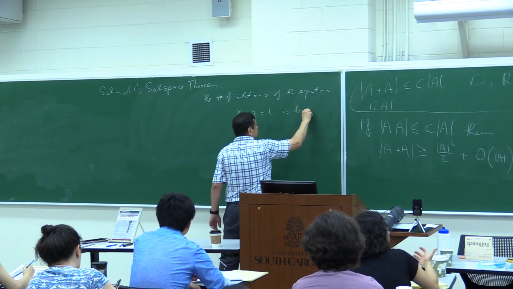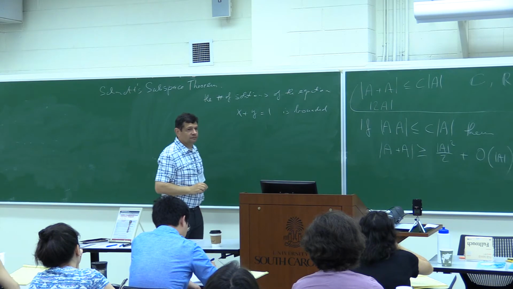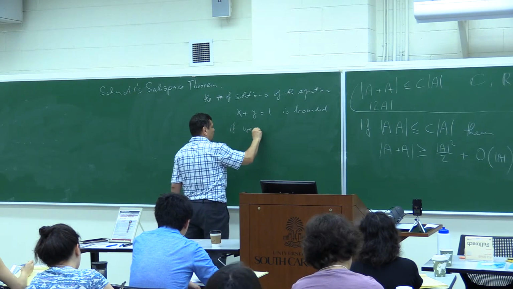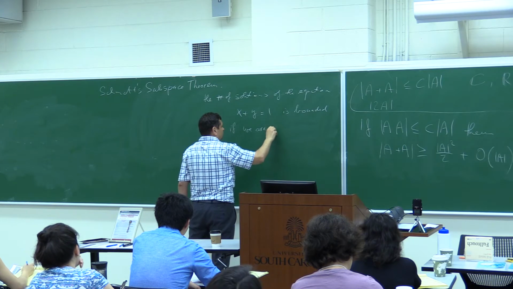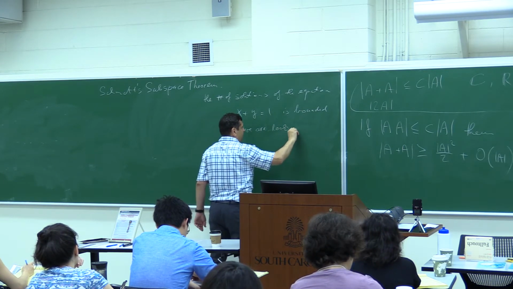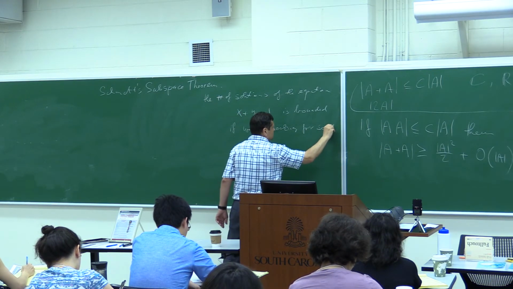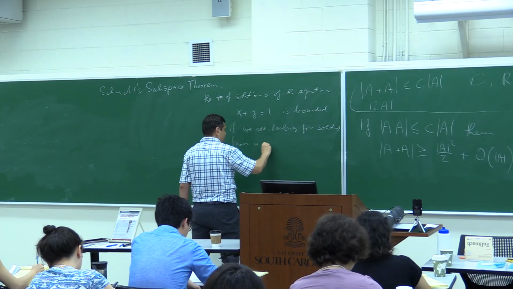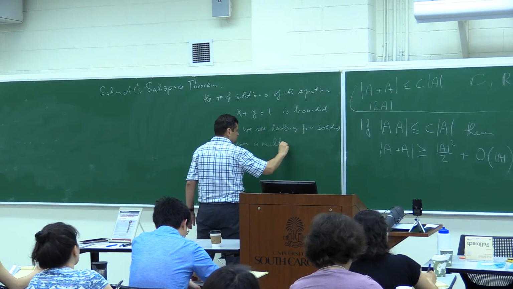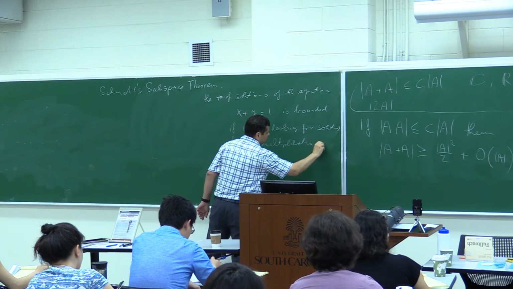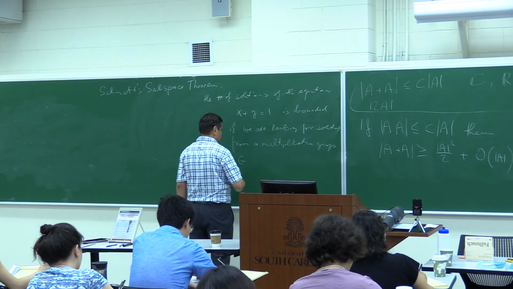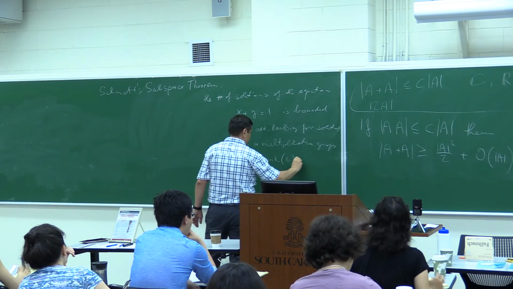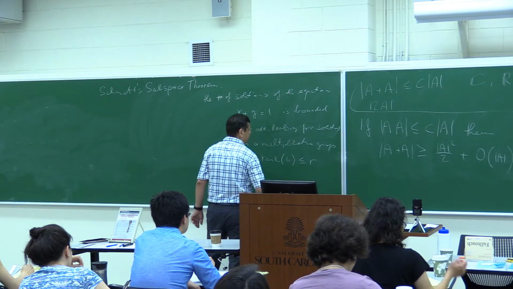is bounded. Well, that's not. Clearly we need something. If we are looking for solutions from a multiplicative group G, a complex multiplicative group with rank of G smaller than R. So what does it mean?